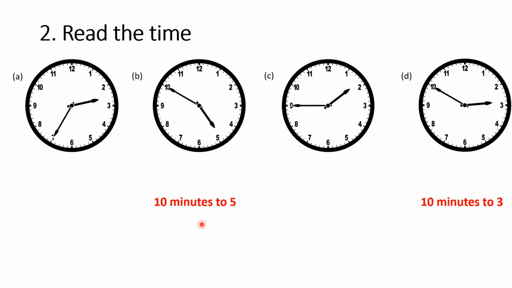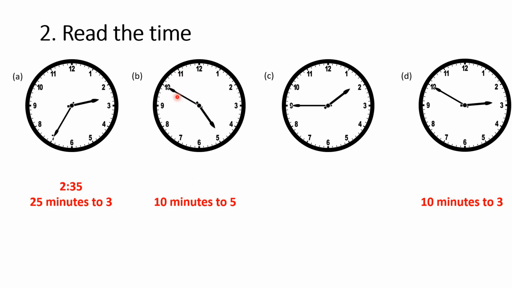Next is read the time. Now here we have to read the time. So the first one here is, if you can see, the hour hand is between 2 and 3 and the minute hand is at 7. So when the minute hand is at 7, we say 2, that is already past, 35, that is 7. If you count these small lines, on 7 it is 35 minutes. So 2:35, or you can say 25 minutes to 3. That means to be 3 o'clock, there are 25 more minutes, this part. So you call it 2:35 or 25 minutes to 3.